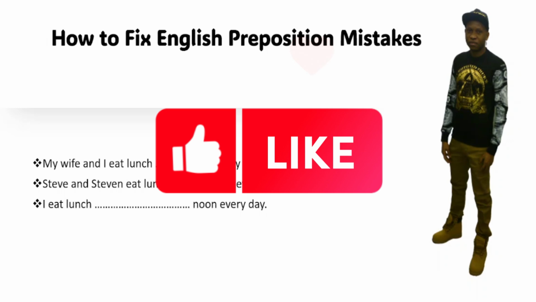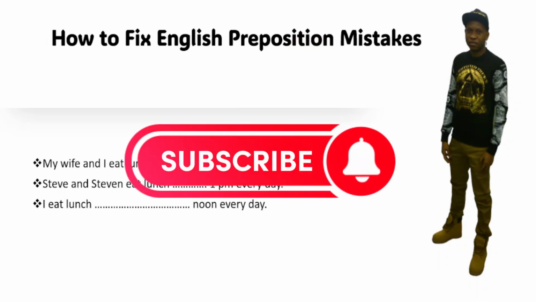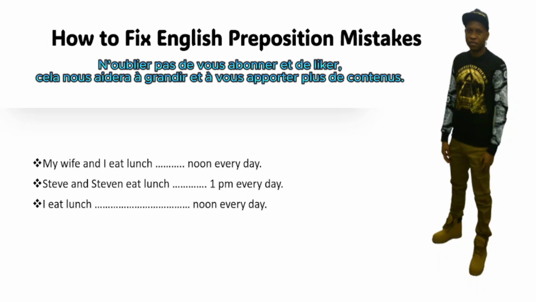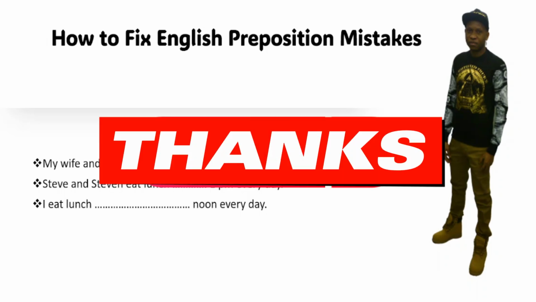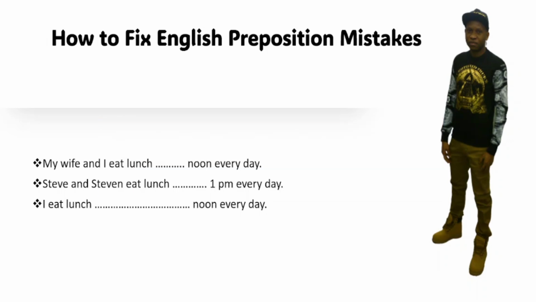Here we can do some exercise. If I say my wife and I eat lunch, blah blah blah, noon every day. Steve and Steven eat lunch, blah blah blah, 1 p.m. every day. I eat lunch, blah blah blah, noon every day. If I say my wife and I eat lunch from noon every day, there's a problem. Steve and Steven eat lunch on 1 p.m. every day, there's a problem. That's the wrong preposition we are using. I eat lunch from noon every day. Wrong preposition. That preposition is not the right one.